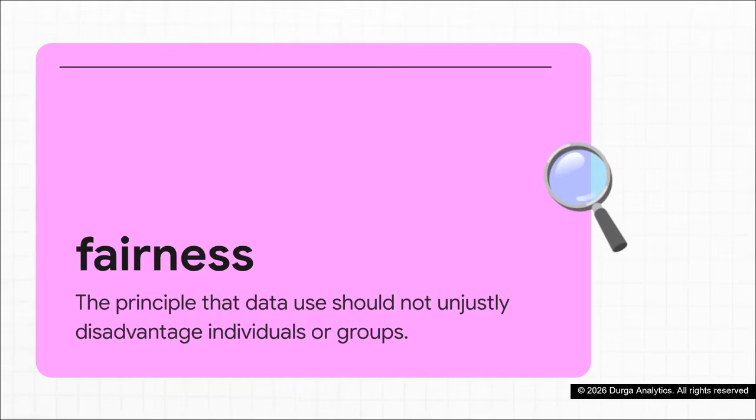First up, fairness. Data use must not unjustly disadvantage individuals or groups. Think about an automated mortgage lending model. It can be completely legal in its design, yet systematically deny loans to specific demographics simply because it was trained on historically biased data. Make no mistake, that is an ethical failure.